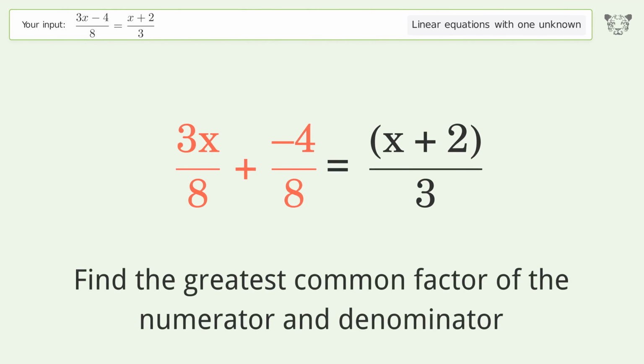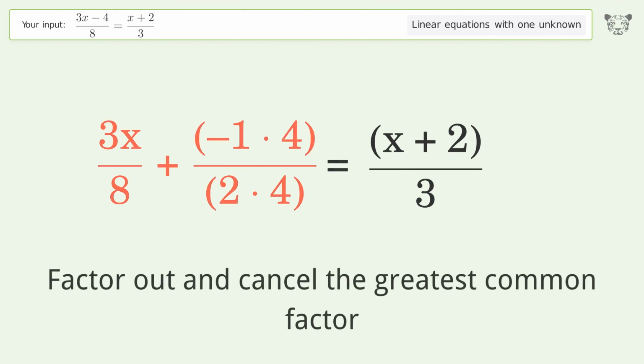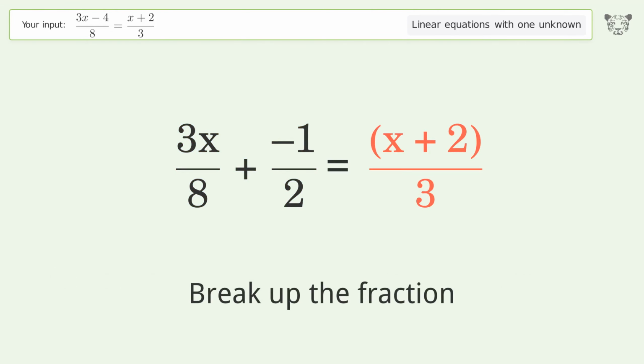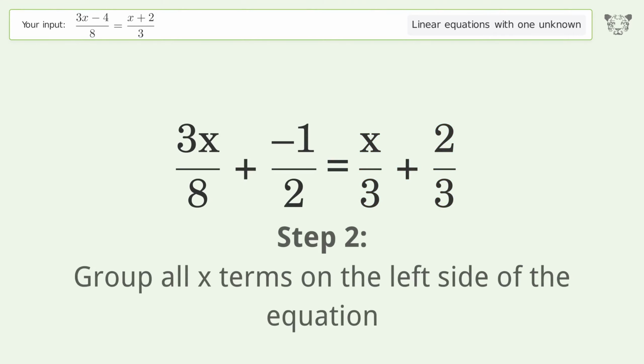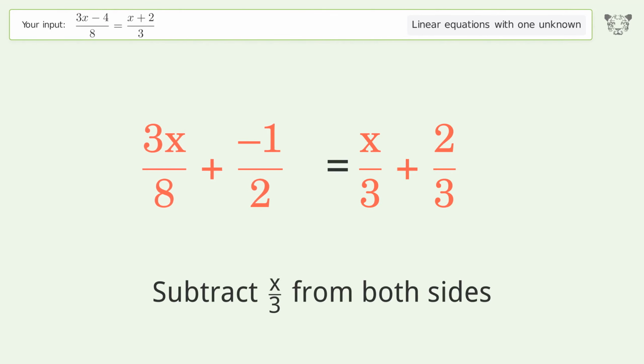Find the greatest common factor of the numerator and denominator. Factor out and cancel the greatest common factor. Break up the fraction. Group all x terms on the left side of the equation. Subtract 10 over 3 from both sides.